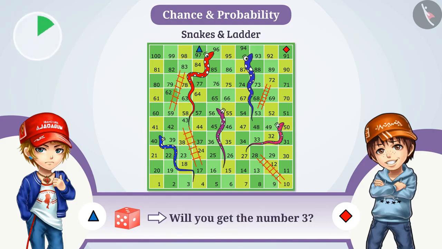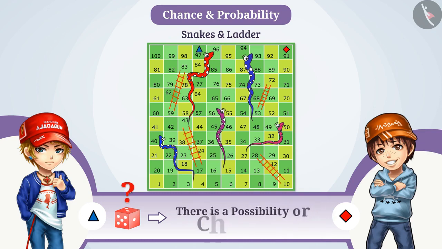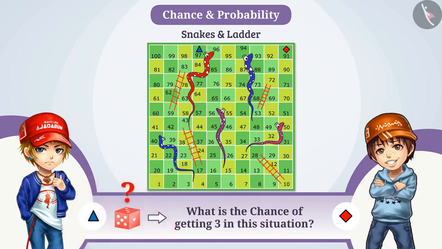Think. You cannot say with certainty whether you will get the number 3 or not. But there is a possibility or chance of getting 3. Can you tell me what is the chance of getting 3 in this situation? Think.